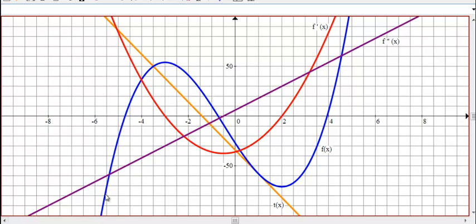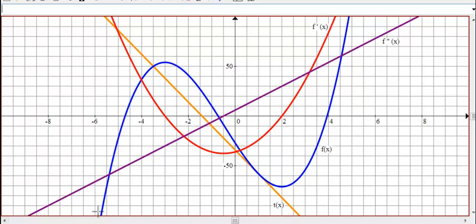Alright, let's notice some more things. The blue function is increasing over here up to negative 3. So that says the derivative is positive there, which it is. And then the original function is decreasing from x going from negative 3 to 2. So that means between there, that's where this first derivative is negative. Makes sense. For x bigger than 2, the original function is increasing and the derivative is positive. Makes sense.